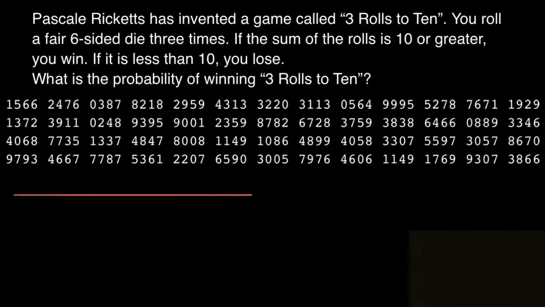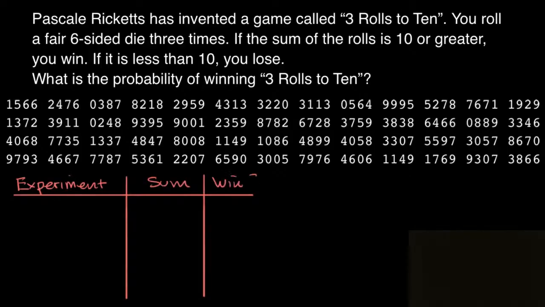So let me set up a little table here. I want space to show the experiment, the sum, and over here, did we win? All right. So let's start with experiment 1. Our first roll, we got a 1. Our second roll, we got a 5. We're doing quite well. And then our third roll, we got a 6. Did we win? Well, 1 plus 5 plus 6 is 12. Yes, we won.